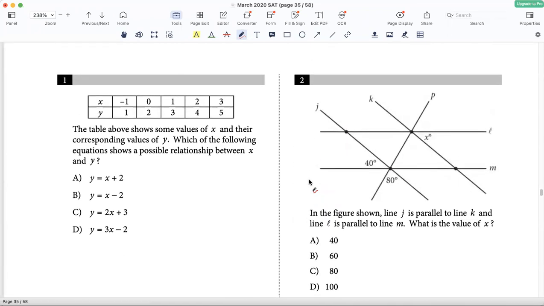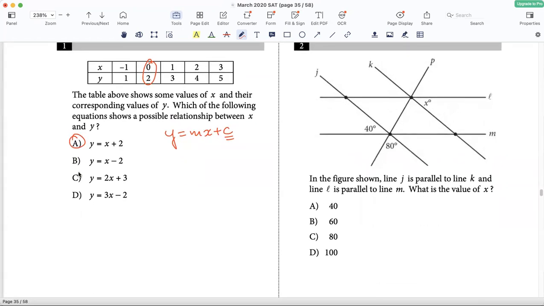Question 1. The table above shows some values of x and their corresponding values of y. Which of the following equations shows a possible relationship between x and y? We can see that the y-intercept here is plus 2 because when x is 0, y is 2. If we look at the equation in the form y equals mx plus c, then c is the y-intercept, which should be 2. And the only equation with the y-intercept of plus 2 is option A.